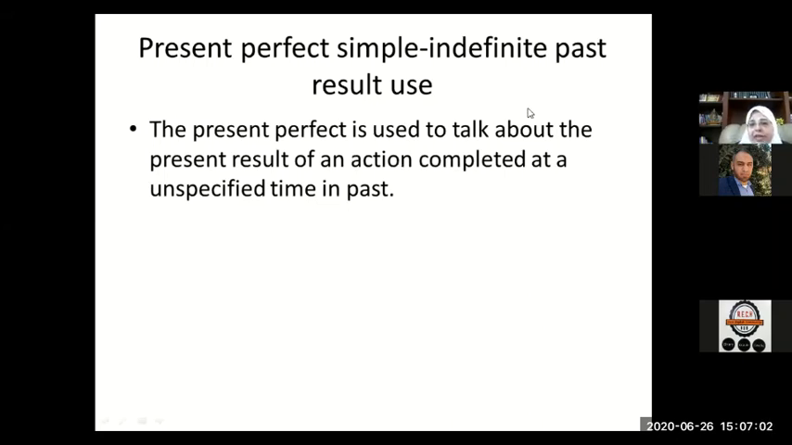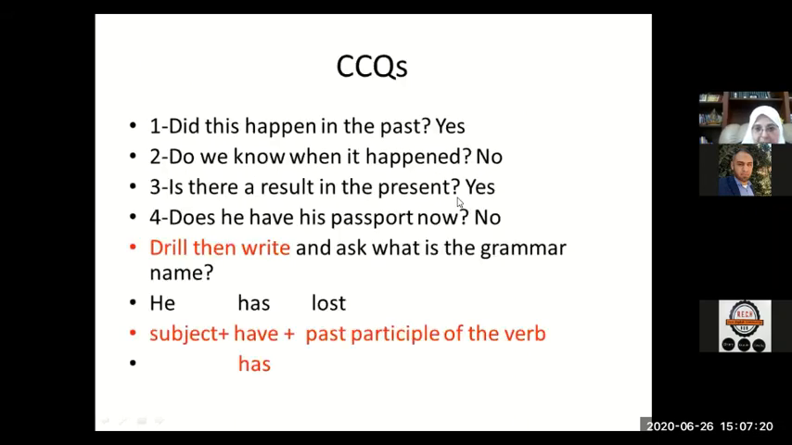So this is, for example, the definition of the present perfect that I want to explain. It is used to talk about the present result of an action completed at an unspecified time in the past. So what I will do now is change this into yes or no questions by asking the learners, did this happen in the past? And then I wait for their answer.